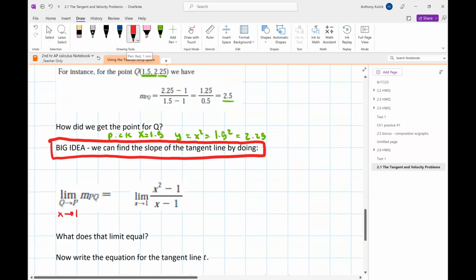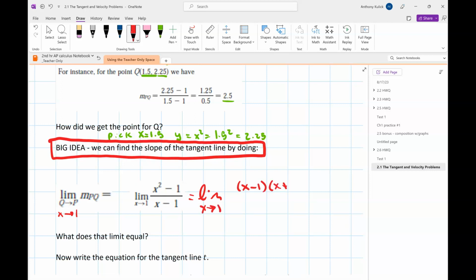So to evaluate this limit, obviously if I try direct substitution, I'm left with 0 over 0, which is indeterminate. But if you look, you'll notice that x squared minus 1 can factor. That's just a difference of two squares. So those reduce. Now I can do a direct substitution. And so the slope of my tangent line is 2.